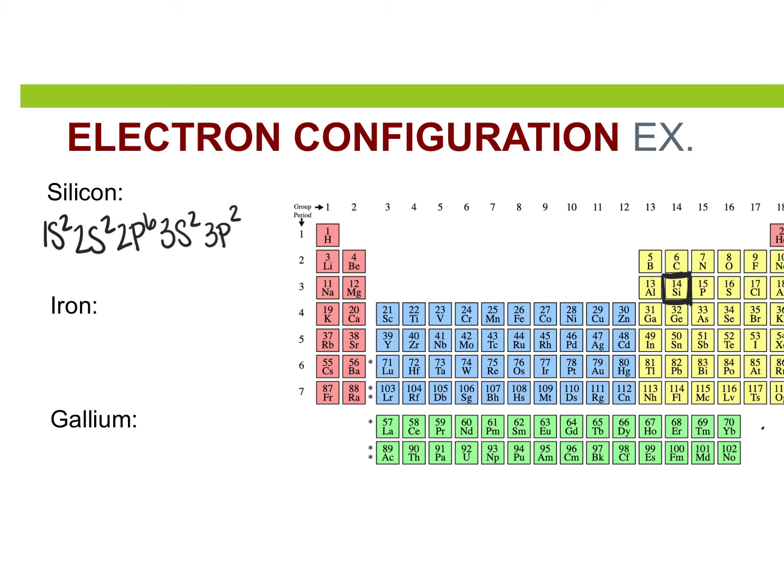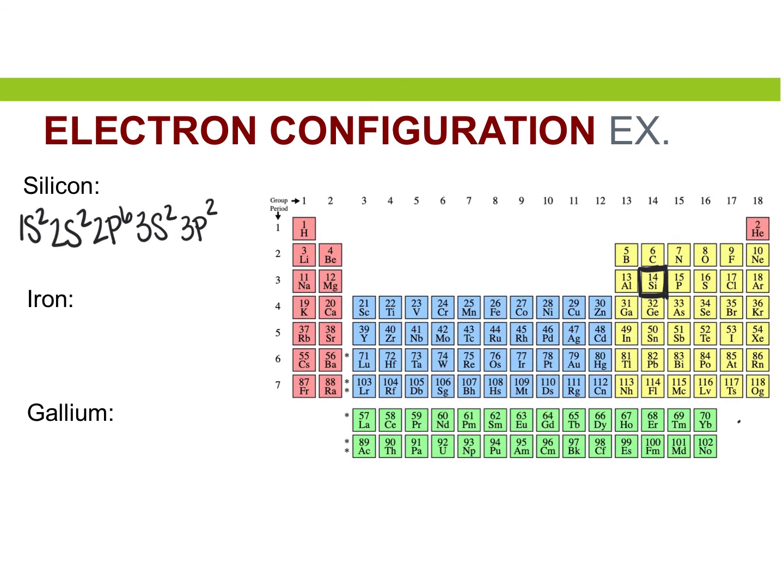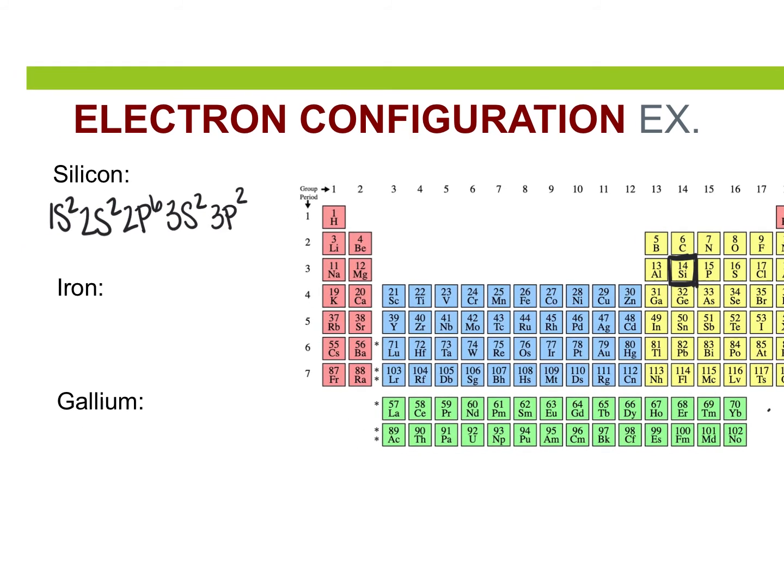Take a look at the periodic table up here. Some of you, I think, are still a little shaky on how to do electron configurations. You're just going to basically read the shells and subshells till you get to your element of interest. So we have 1s2, 2s2, 2p6, 3s2, 3p2. You ready to try iron? What do you get for iron?